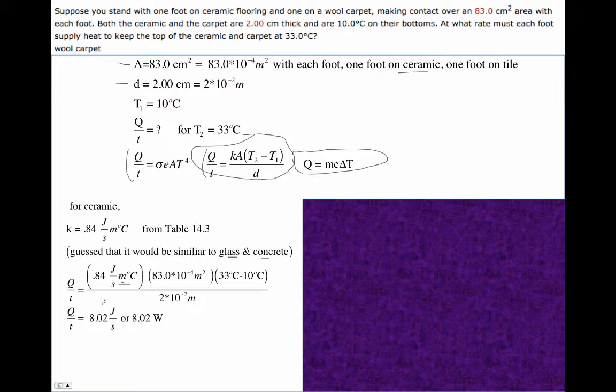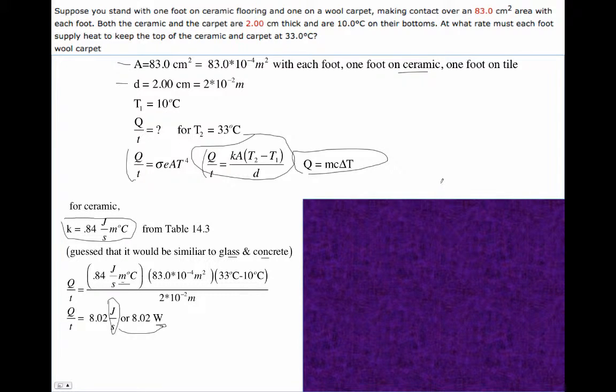All right, and that gives me 8.02 joules per second, or 8.02 watts, because a joule per second is the same as a watt. And I checked, and that's correct. So my guesswork of using glass or concrete for ceramic worked.